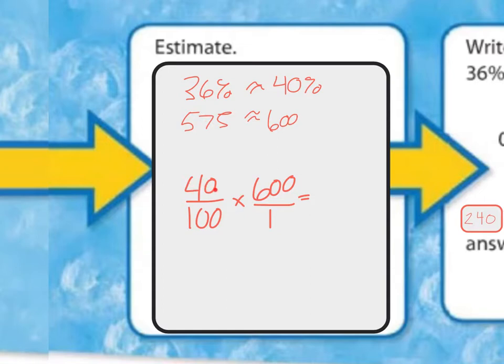And next, 40% of 600 is, first let's cross simplify. I can divide by 10 again. And there's no more zeros, so 40 times 6. I know that 6 times 4 is 24. Add a 0, 240. So my answer should be close to 240, with a clue word of chicken and waffles.